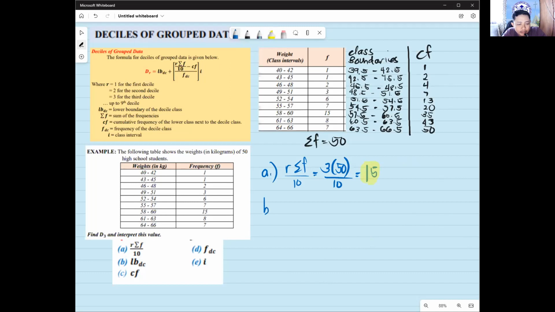Next, letter B will be the lower bound of the decile class. The lower bound of the decile class. Sige nga, how do we get the lower bound of the decile class? We had this last time. And one of your classmates has answered this. How do we get the lower bound of the decile class? Let me hear from you or type your answer in the chat box, please. Sige nga. How do we determine the decile class?